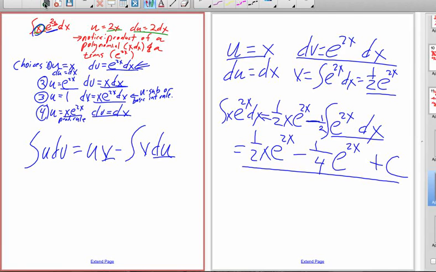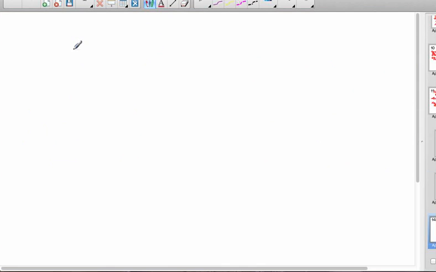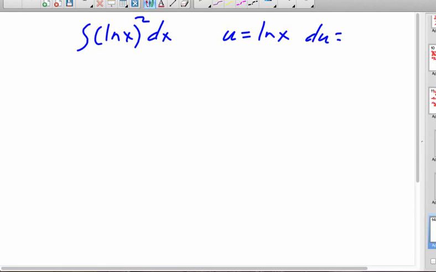Let's take a look at another one. So this one I'm dealing with the integral of natural log of x squared dx. So if we do a u sub on this, my u would be natural log of x and du is going to be, actually will be dx over x, and we don't have that. Okay. We've got the dx, but we don't have the over x. So I can't do u sub on this.